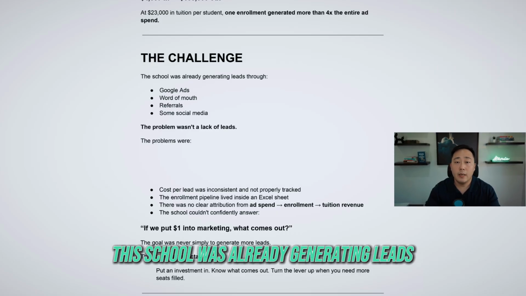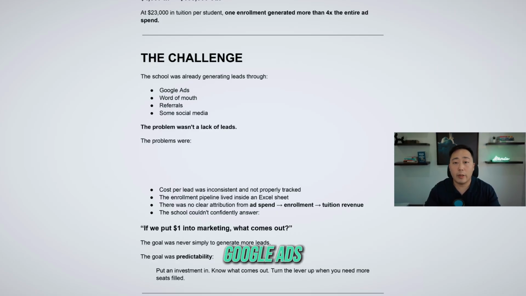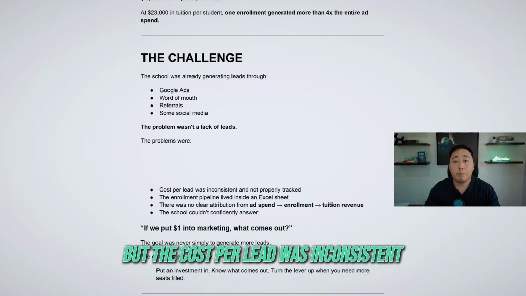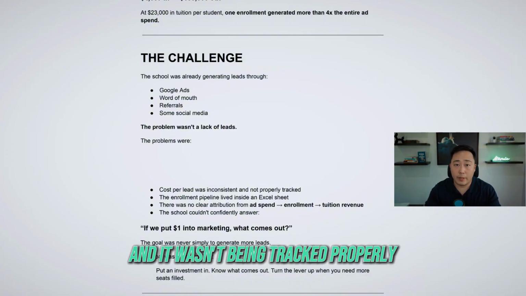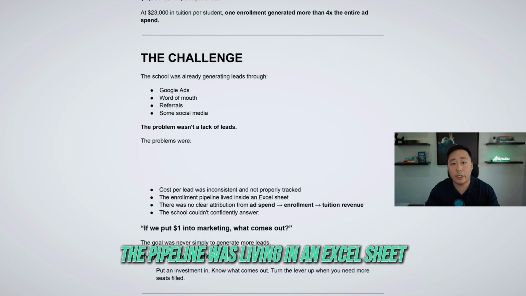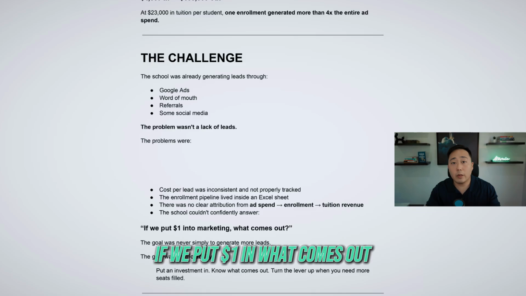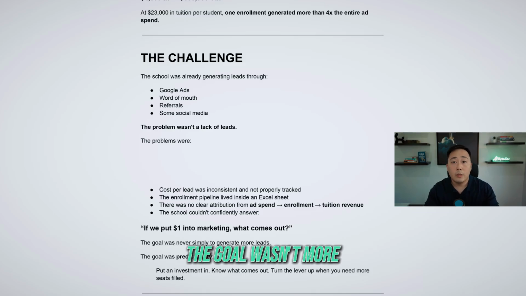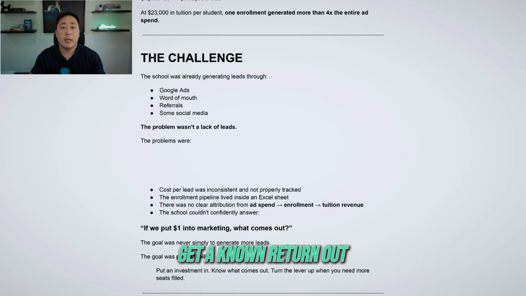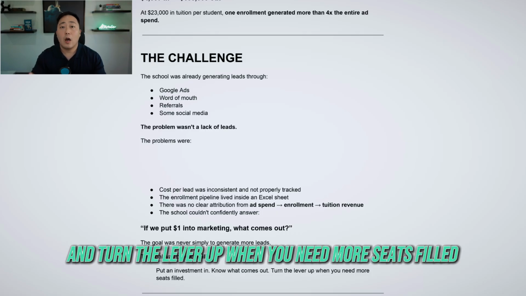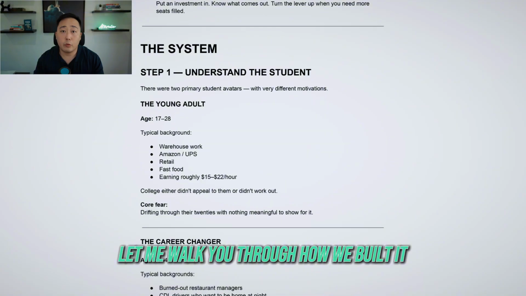This school was already generating leads: Google Ads, word of mouth, referrals, a little social. But the cost per lead was inconsistent and it wasn't being tracked properly. The pipeline was living in an Excel sheet. There was no way to answer the only question that matters: if we put $1 in, what comes out? The goal wasn't more. The goal was predictable. Put an investment in, get a known return out, and turn the lever up when you need more seats filled. Let me walk you through how we built it.